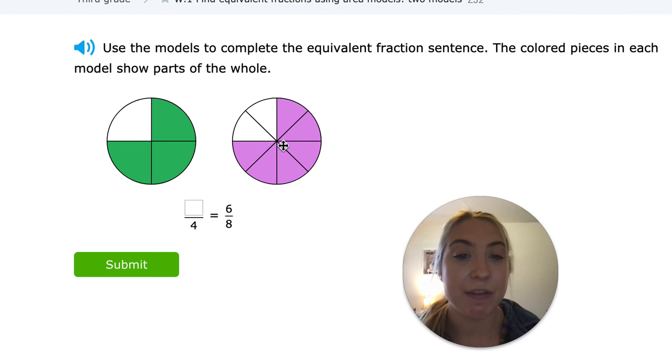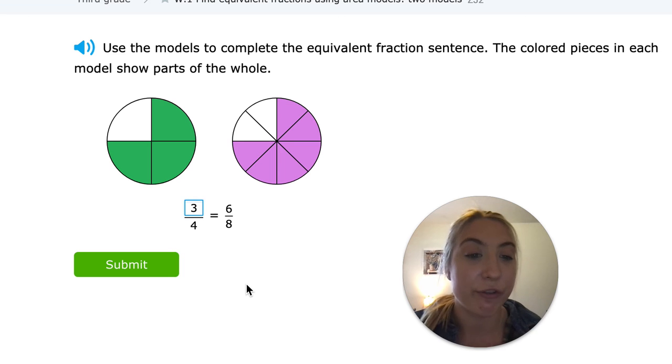So the right one they filled in for us. It says 6/8. So it shows that 1, 2, 3, 4, 5, 6 of the pieces are colored in, and 2 are not. So 6 out of the 8 are colored. Here we see 1, 2, 3. 3 are colored in out of a total of 4 pieces. And again, I can check my answer by looking here.